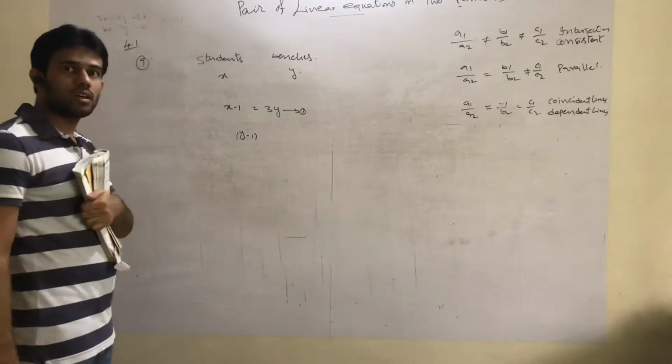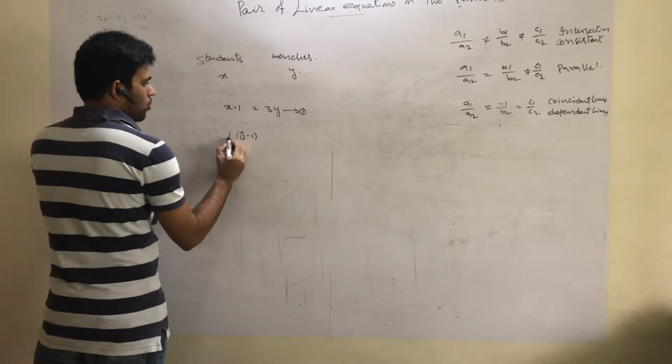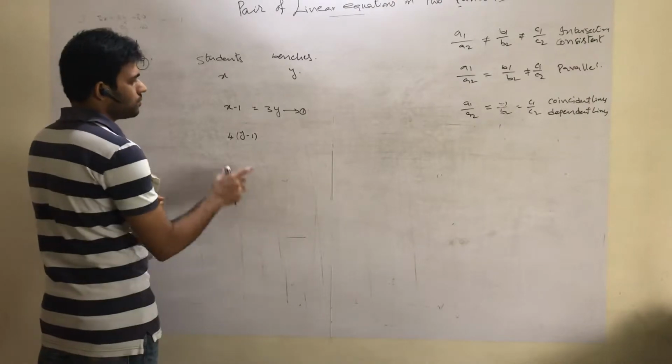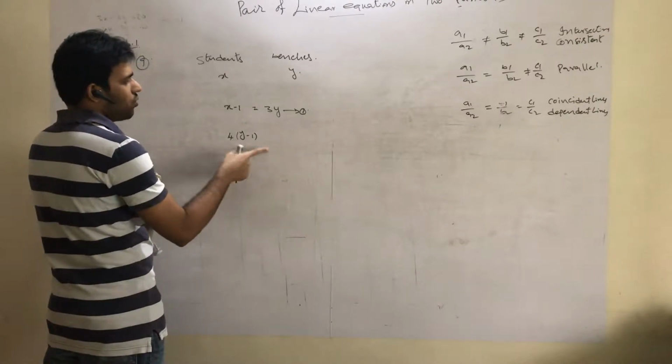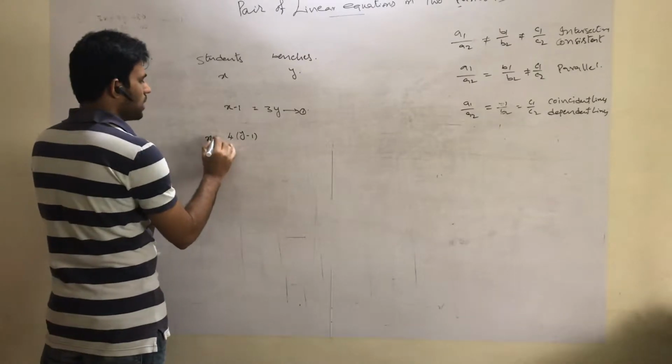And how many students are sitting on each bench? 4 students, right? So on y minus 1 benches, 4 students are sitting, that is becoming x.